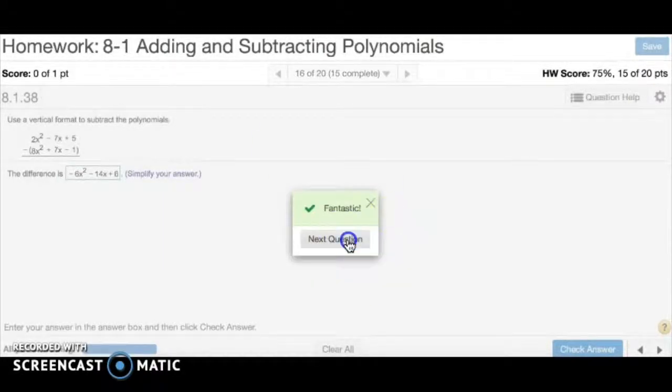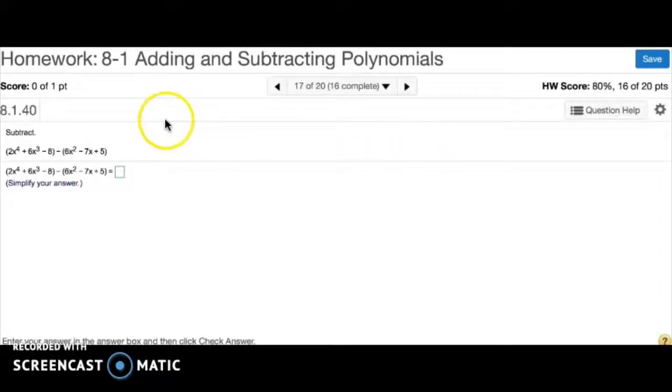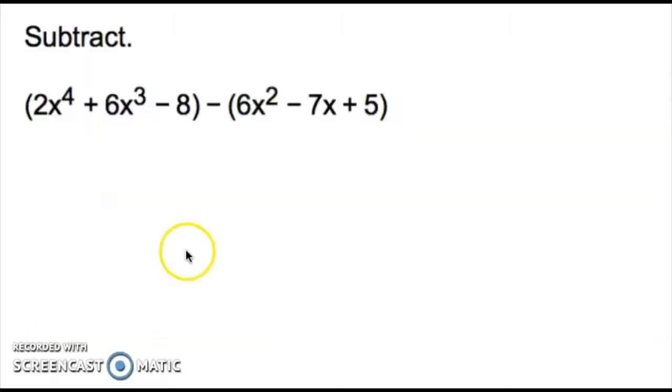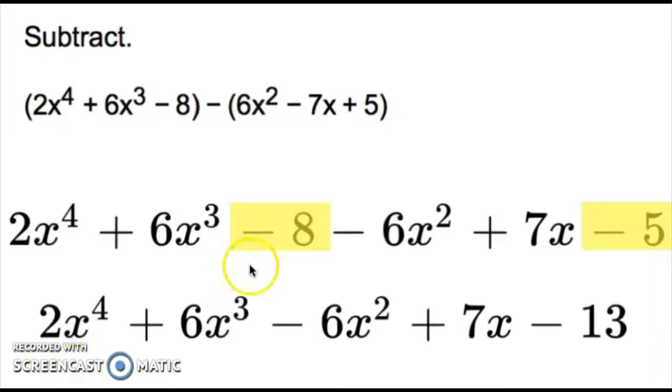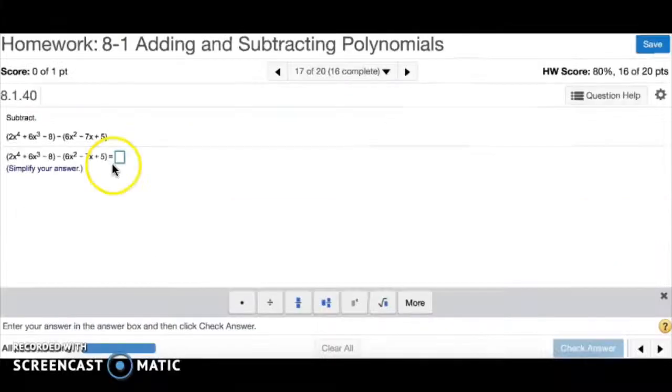That's number 16. Number 17 is asking you to subtract these two polynomials, so let's take a closer look at it. What we need to do first is rewrite everything here and then distribute the negative into each term in the second polynomial. Doing that changes all the signs of the second polynomial. Then we combine our like terms, which are negative 8 and negative 5, so rewrite the rest of it. Combine the like terms, you have negative 8 plus negative 5, which is negative 13. And that's our answer.